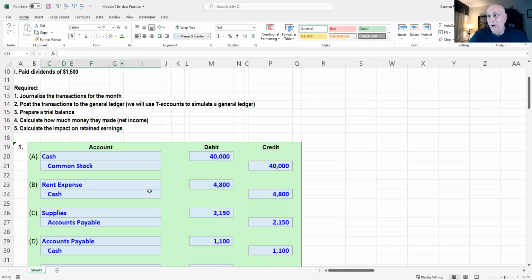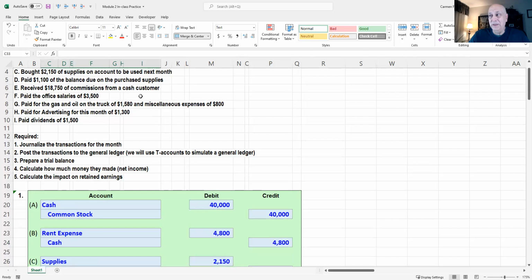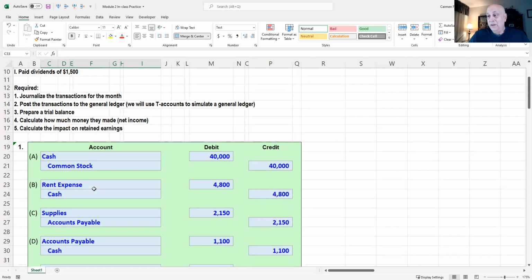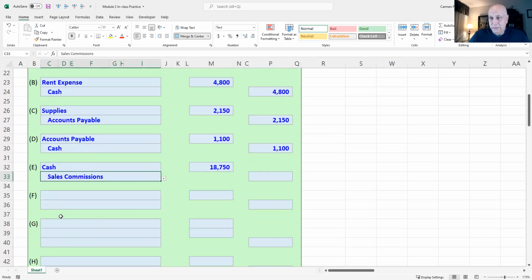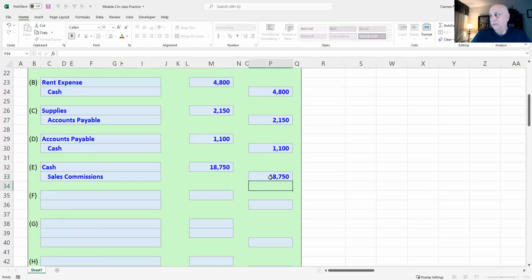And what do we do? We earned some commissions from a cash customer. So we find a revenue account here, let's see what we have for revenue. Sales commissions, okay? And that's going to be $18,750 on the right side. Why? Because revenues increase equity, and revenues are part of the equity umbrella. So on the right side of our equation, increases go on the right side.